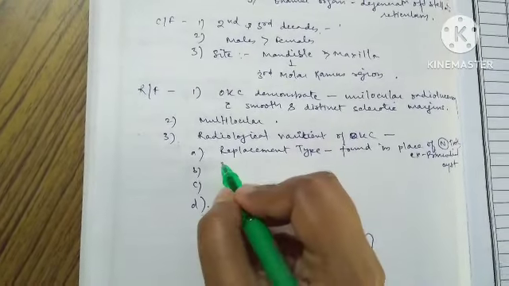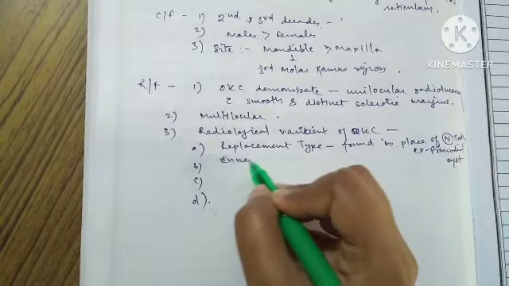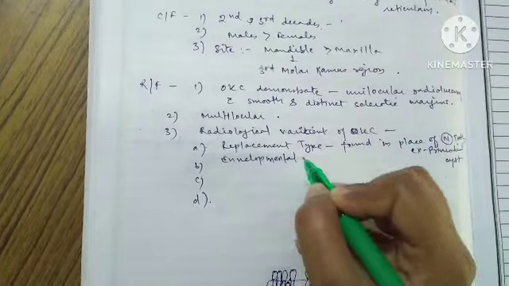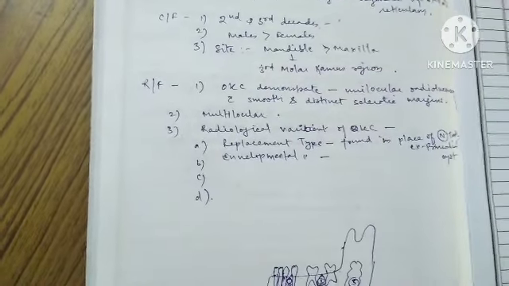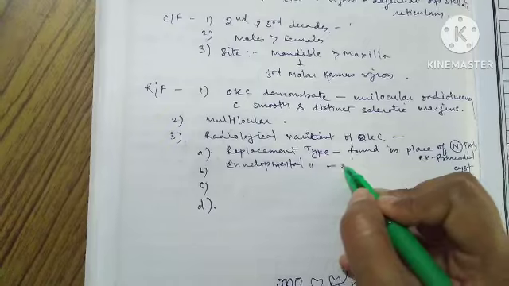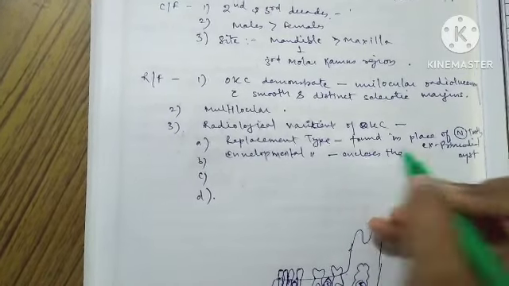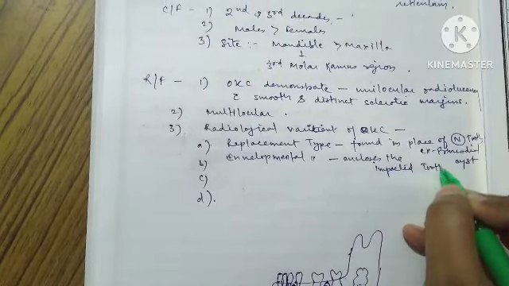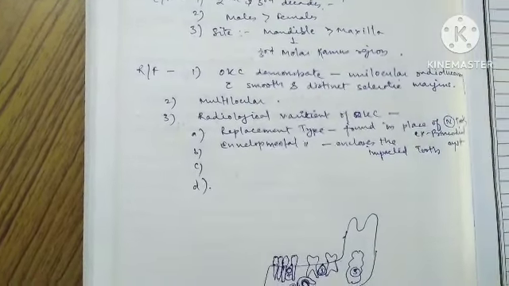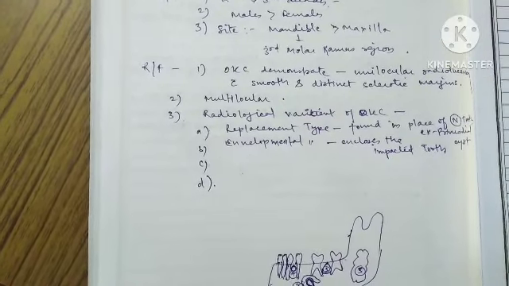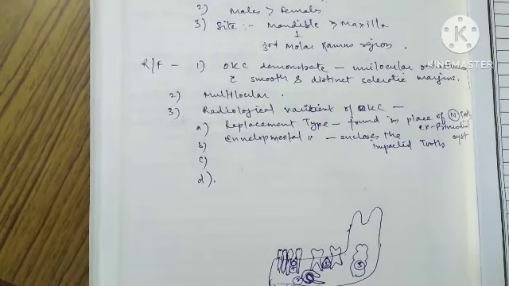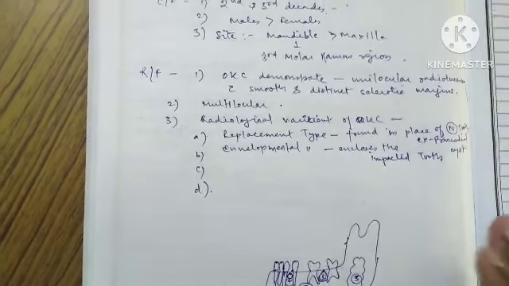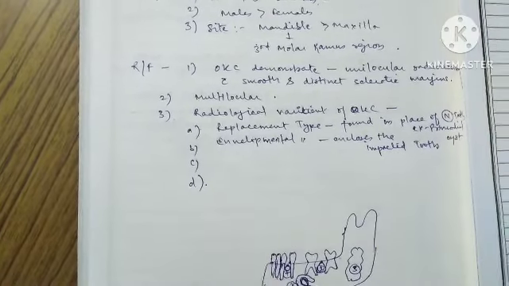Okay? Second one is the envelopmental type. It encloses the impacted tooth, right? It mimics the circumferential type of dentigerous cyst, and can be differentiated on the basis of attachment of the cystic lining, right? The attachment of a dentigerous cyst is always C-shaped, but in OKC there is nothing like that; you will not see any such attachment.